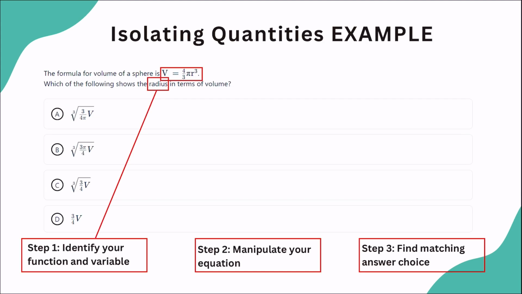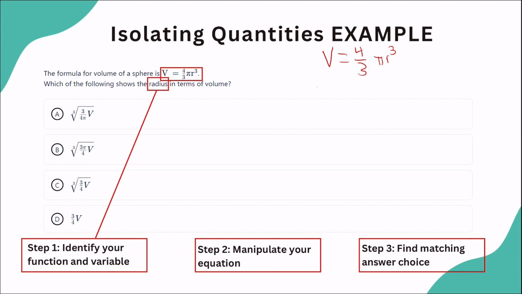So here's an example problem, and it reads: the formula for volume of a sphere is volume equals 4/3 pi r cubed. Which of the following shows the radius in terms of the volume? Okay, so we currently have it isolated for volume, and we want it to be isolated for radius. So I'm going to rewrite our equation over here, and I'm going to do some algebra one step at a time until we have it in terms of radius.